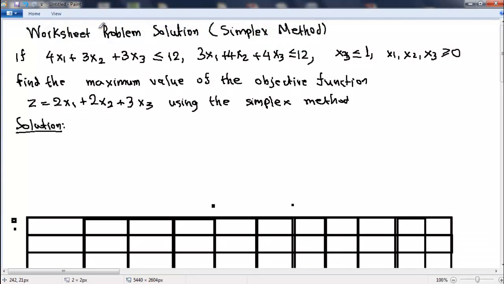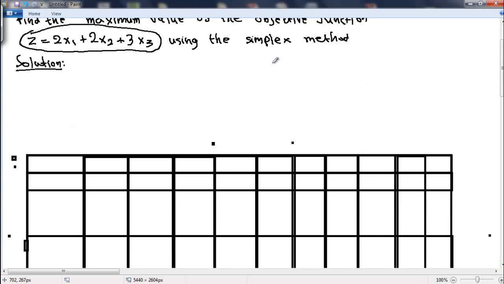Now I want to find the maximum value of the objective function. That's the objective function, so I want to find the values of x1, x2, x3 that make the objective function maximum using the simplex method. So we will analyze here the simplex method.